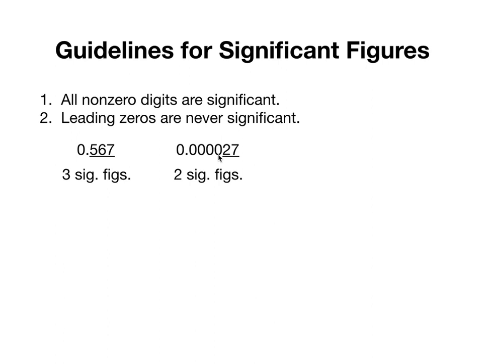Okay, now class, that doesn't mean they're not important. That doesn't mean they don't serve a purpose. They are placeholders, but they're simply not what we define as being significant digits, or significant figures. Okay, if we have this number here, 425.8, that's going to have 4 significant figures. Okay, so those are some examples there employing guideline number 2.